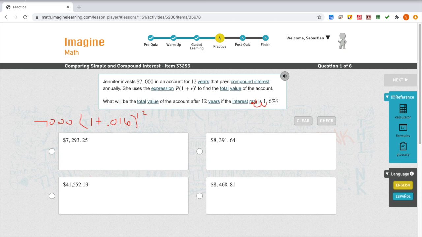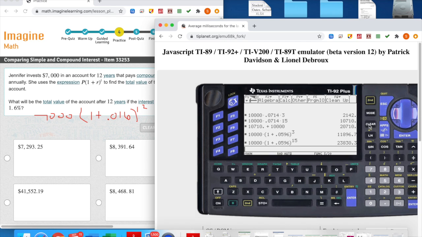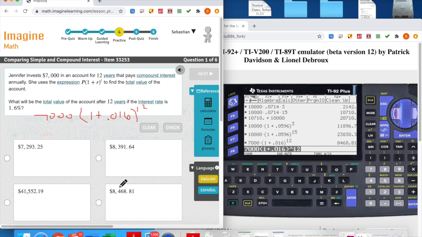So we're just going to go ahead and use our calculator. I'm going to clear it. We have 7,000 times 1 plus 0.016 with an exponent of 12 years. When we click enter, our total amount is going to be $8,468.81. So right here.